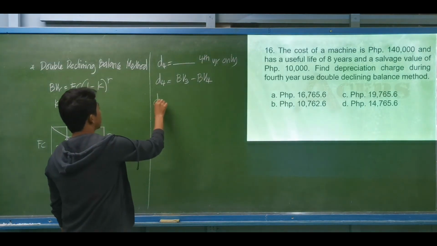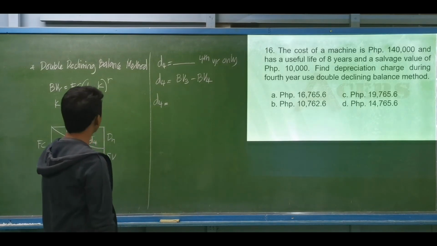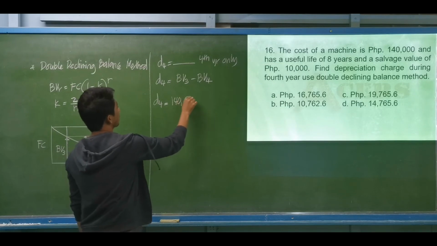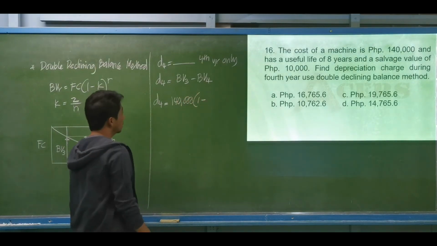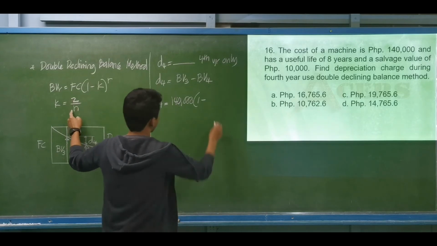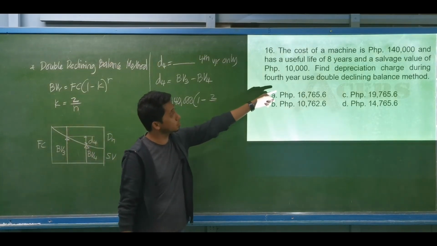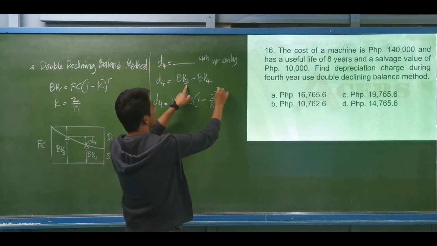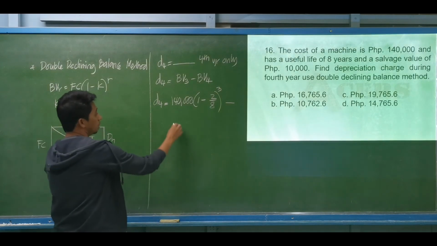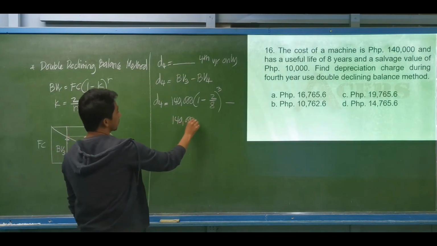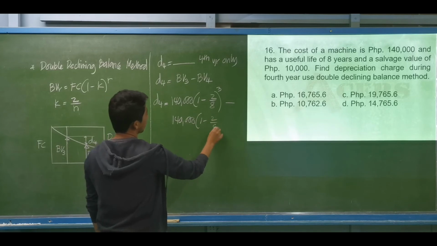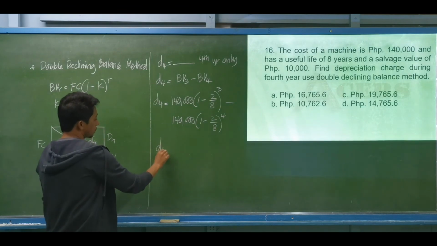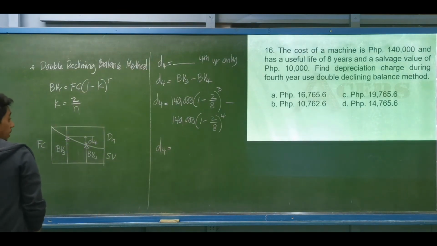So we have D sub 4 is now equal to book value number 3. That is the same as, what is our first cost? 140,000. This is multiplied by 1 minus, what is the rate of depreciation? 2 over n. We have 2. What is its useful life? Useful life of 8. Book value number 3, we have raised to 3. Minus book value number 4, 140,000, multiplied by 1 minus 2 over 8, raised to 4, since that is book value number 4. This is the depreciation charge on the 4th year only.